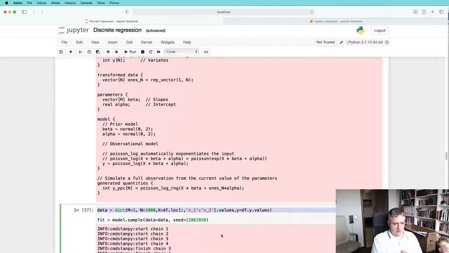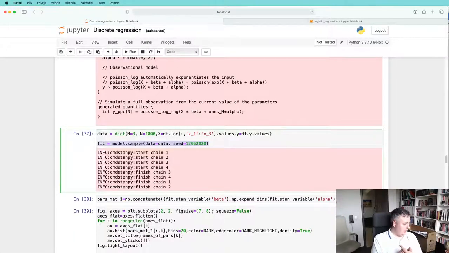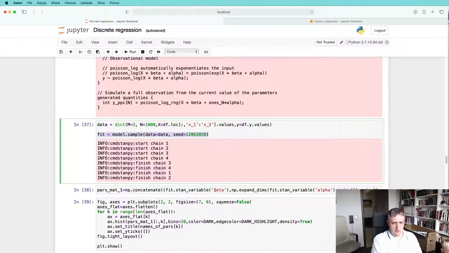So, we create our dataset. We sample from this dataset. We perform the Monte Carlo simulation for our model in order to infer the parameters of our model. We get those parameters from our fit.